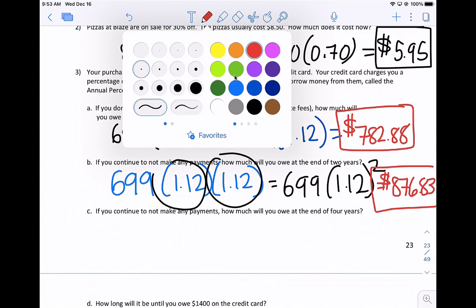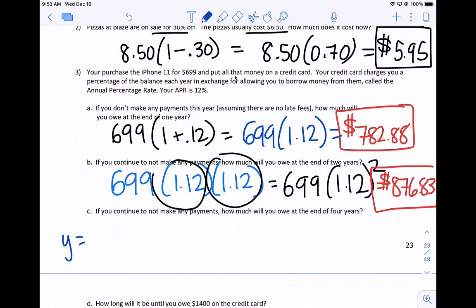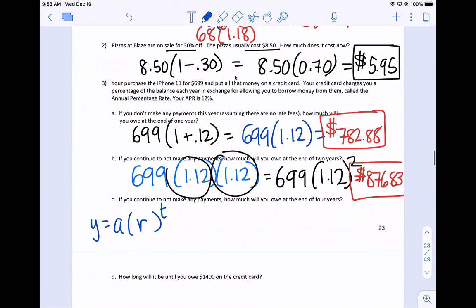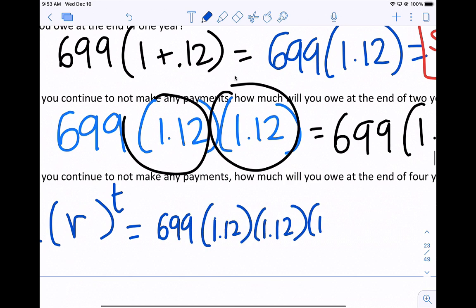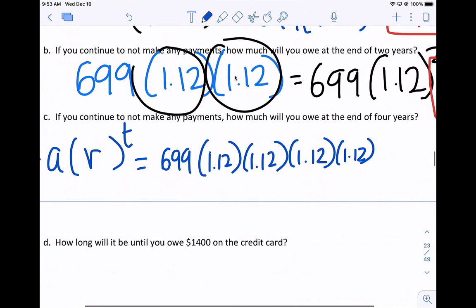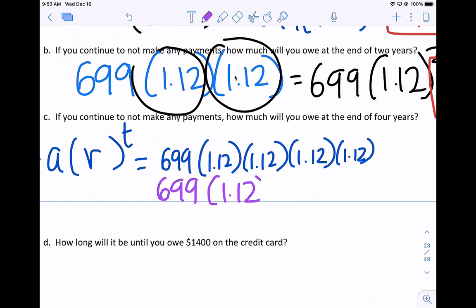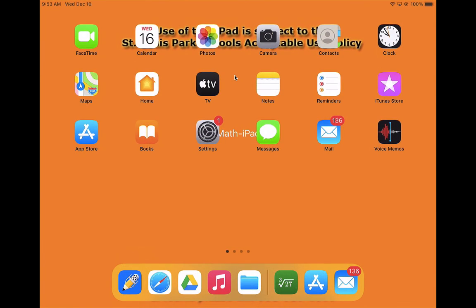Okay, so again, we're looking at things in this form where we have the starting value, we have your interest rate, and then T for time. Again, if I write it out, here's what it looks like. You owe the $699, the 12% interest for 4 years. But the quicker way to write that, of course, is with the exponent. So it's $699 times 1.12 to the 4th power. All right, I bet it's going to be a lot of money. It's exponential growth. So let's type that in.